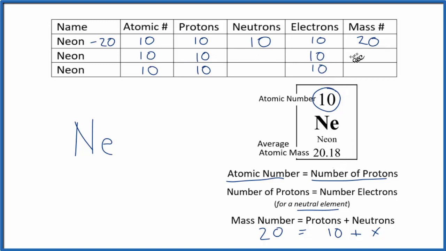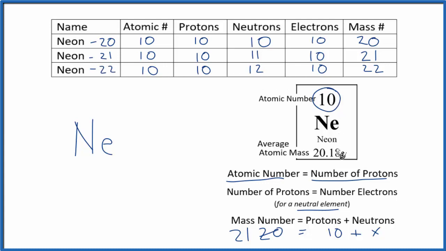The next isotope of neon we could talk about is neon 21. There's not a lot of this, but there is some in nature. You would find some in a sample of neon. If we have a mass number of 21, something plus 10 gives 21. We have 11 neutrons. We call this neon 21. There's a little bit more of neon 22, where the mass number is 22. And if we want to find the neutrons, mass number minus protons, so 22 minus 10, that would give us 12. So we'd have 12 neutrons for neon 22.